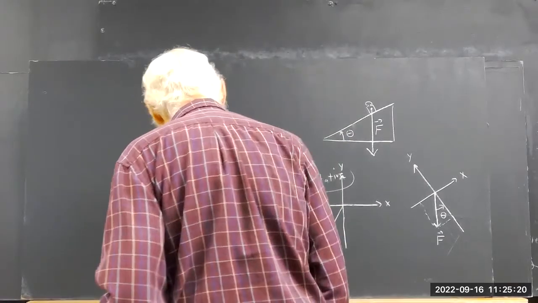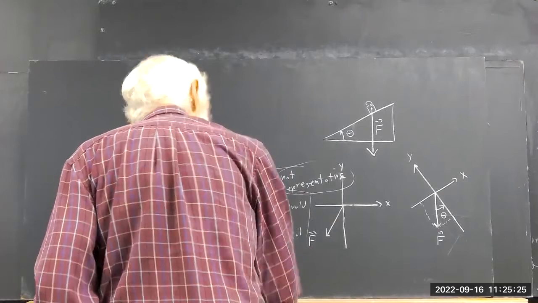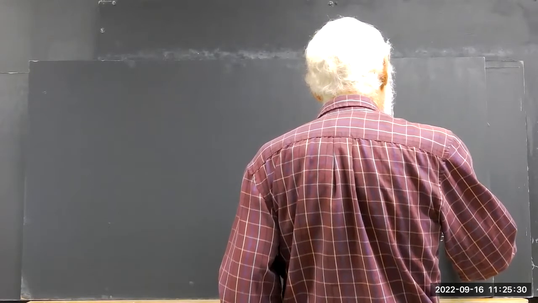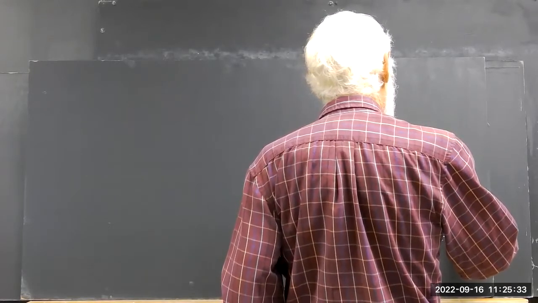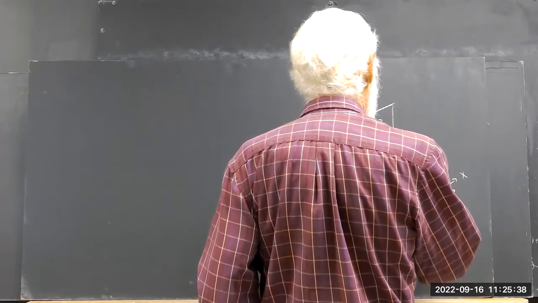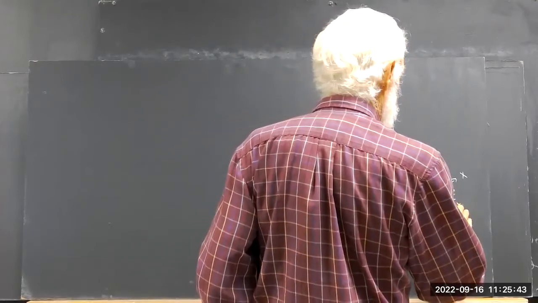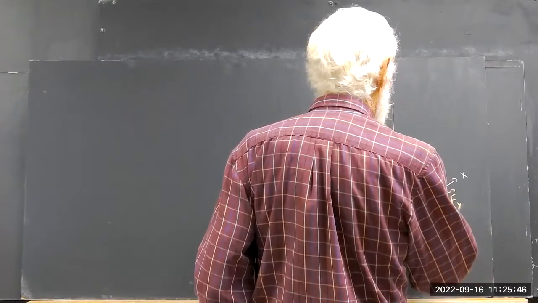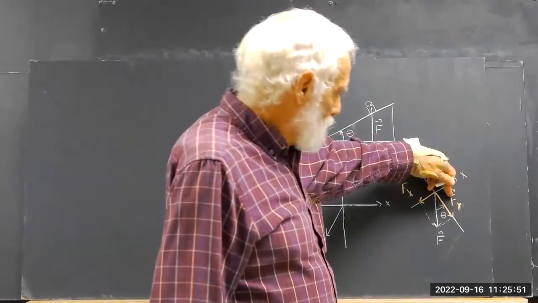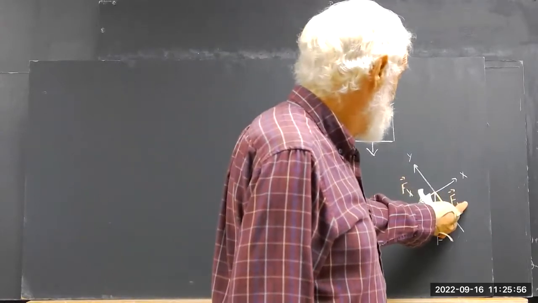I'll go back to my good old orange chalk. Okay, I'll use a different color. Purple. Okay, so this is FX, this is FY. When I was labeling this, I saw the X, and actually I just wrote an X.